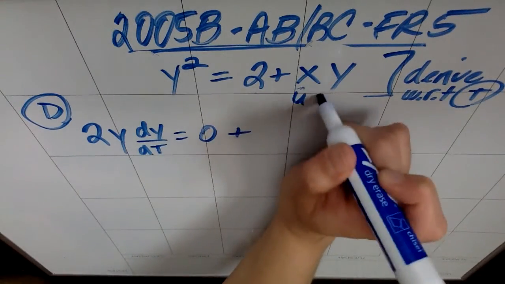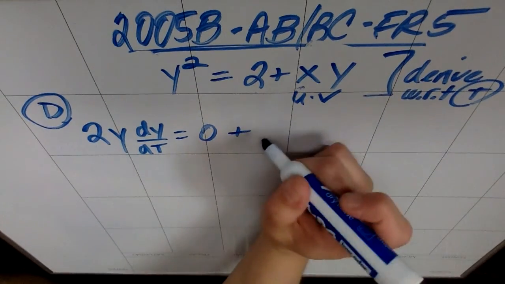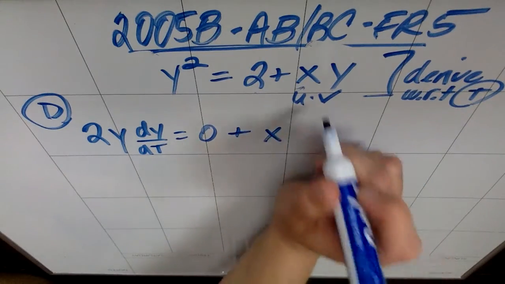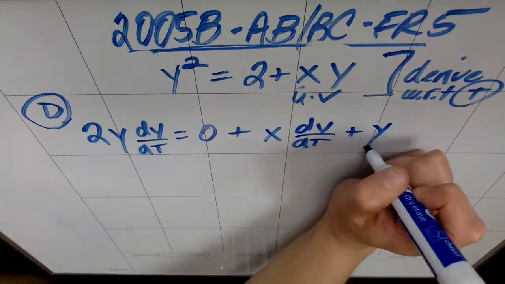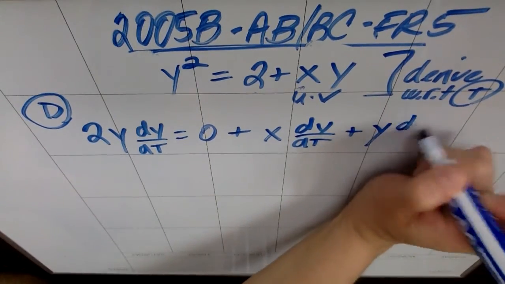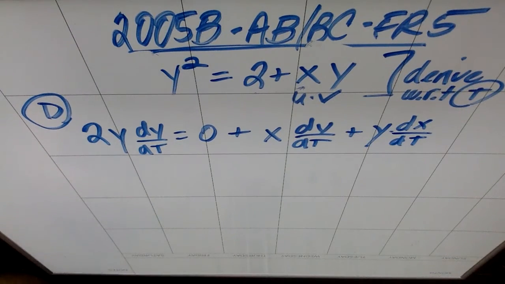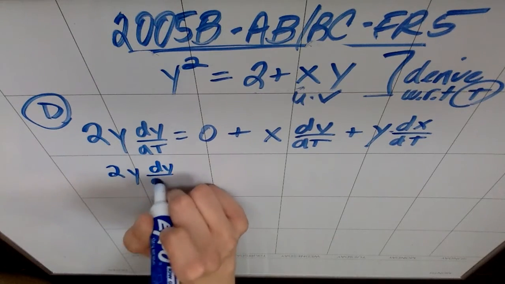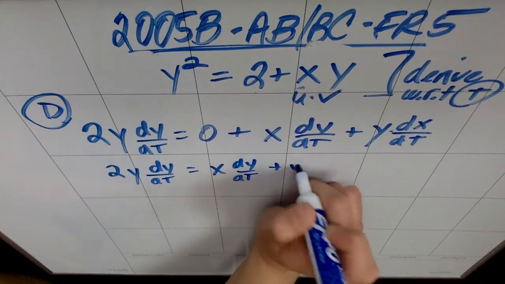But this is still a product rule. What's different now is I'm not deriving with respect to x, I'm deriving with respect to t. So u is going to be x, dv is going to be dy/dt, not dy/dx, plus v, which is y. And now when I derive x, I'm not deriving x with respect to x, but with respect to t, so I need a dx/dt. Great. So now this is our new equation, right? 2y dy/dt equals x dy/dt plus y dx/dt.